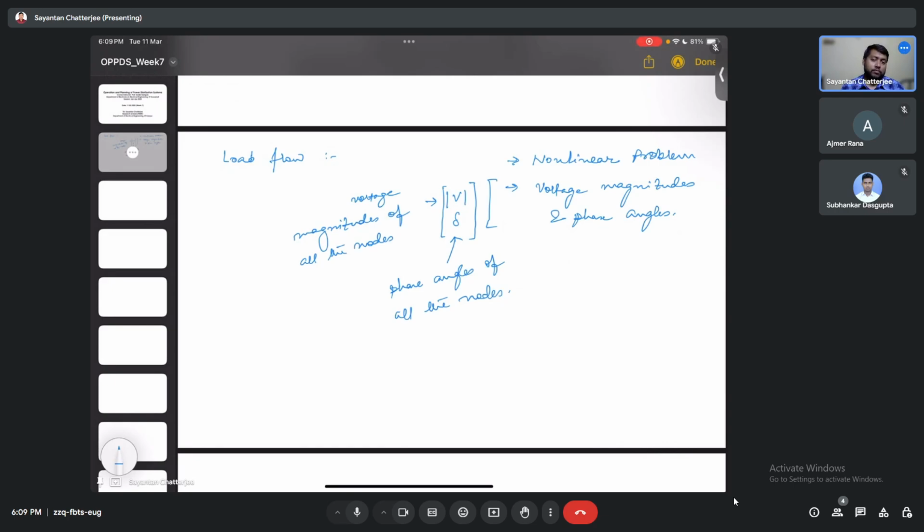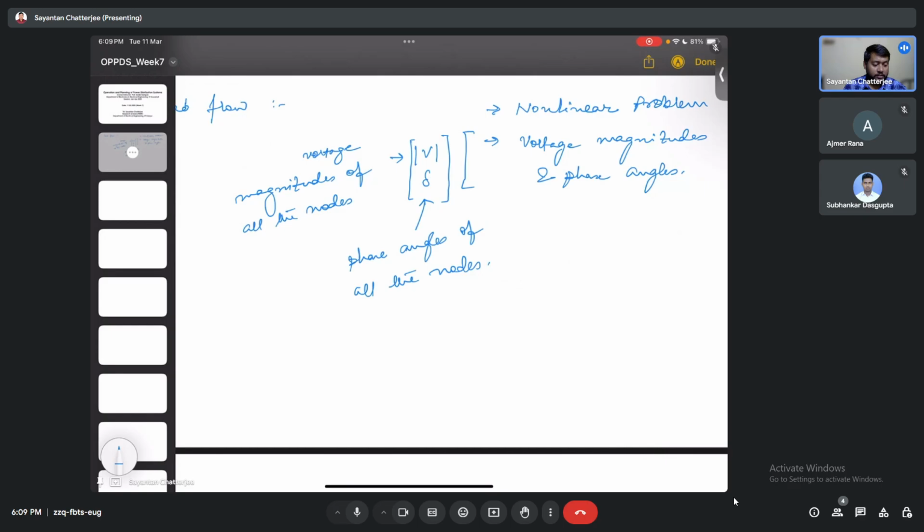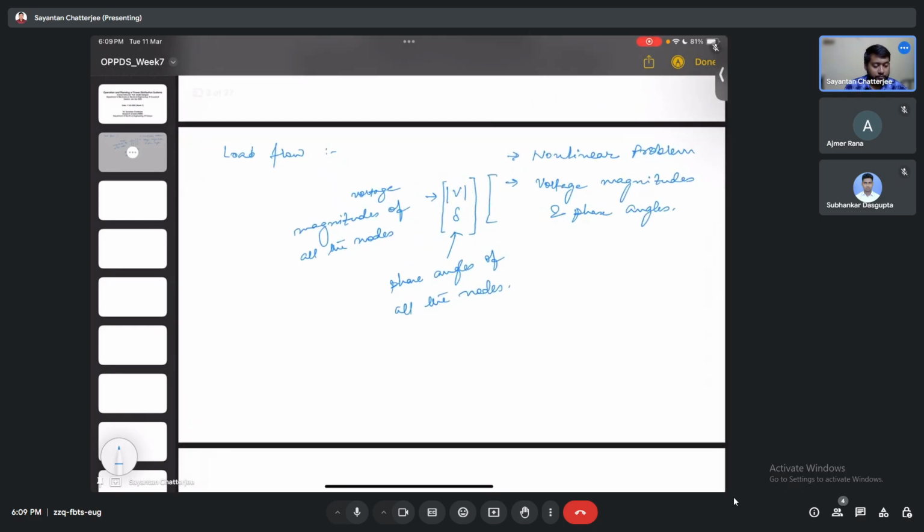So once we have the information of these base states of the distribution system, what's the need of performing this load flow? Once we have the information of all these voltage magnitudes and phase angles, we can reconstruct the entire power system. Reconstruct means we can reconstruct the power flows in the lines and the power injections at the buses.